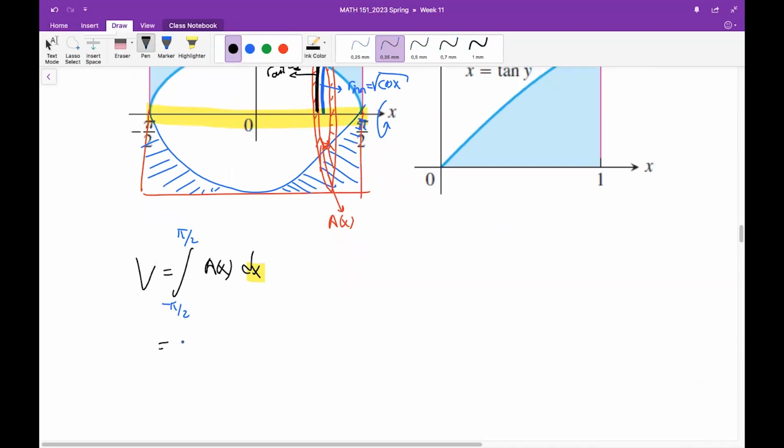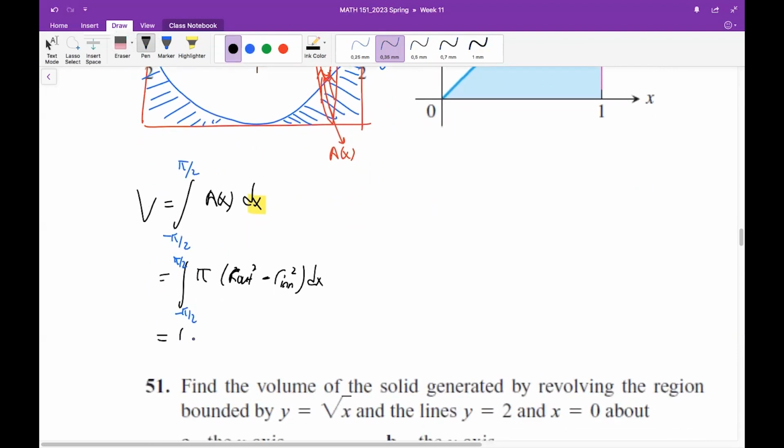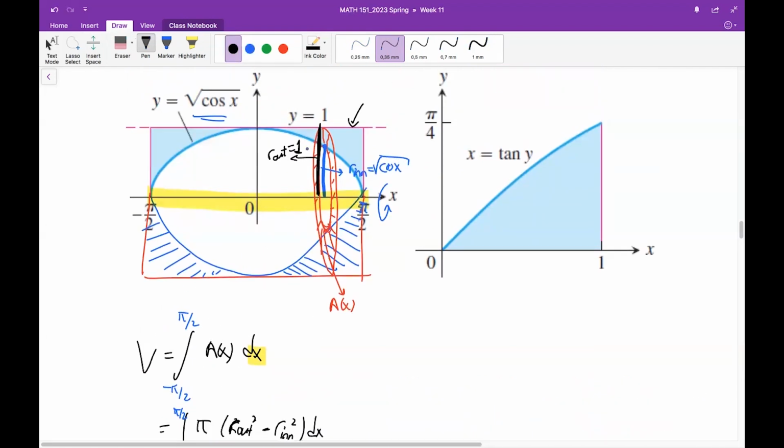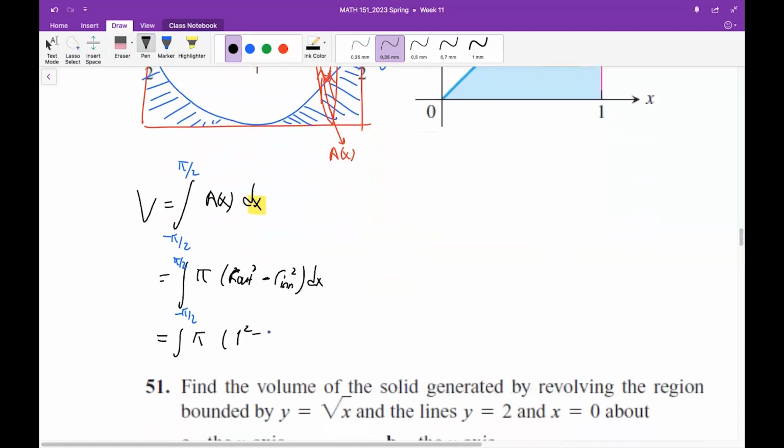So the area of x is the area of that ring. So pi, our outer square, minus our inner square dx, from minus pi over 2 to pi over 2. What is the outer radius? We just discussed that. It is 1. What is the inner radius? The blue part is given by the curve, square root of cosine x.